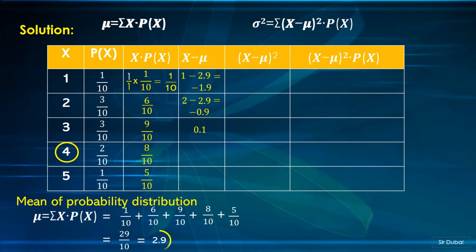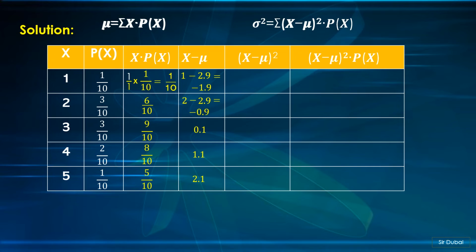Then for the next row, we have 4 minus 2.9. The answer is 1.1. And lastly, we have 5 minus 2.9. The answer is 2.1.